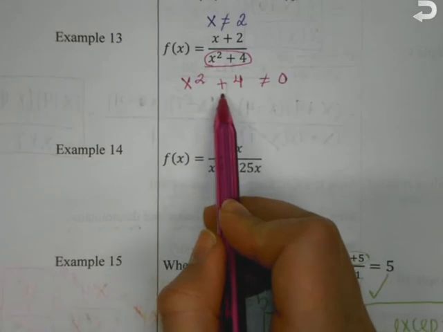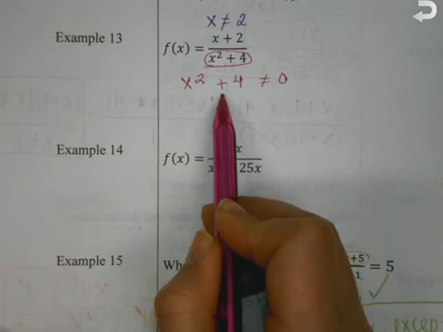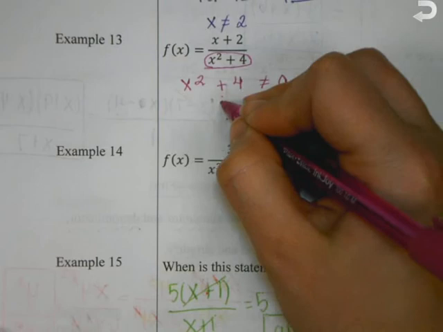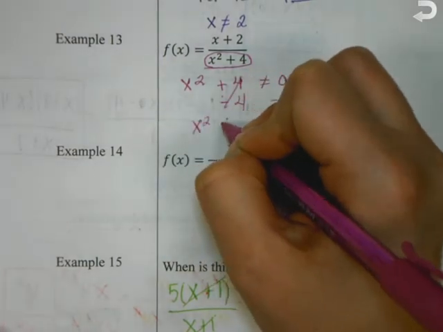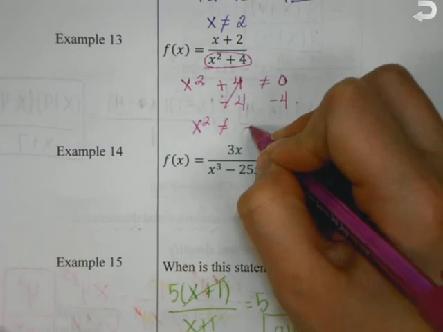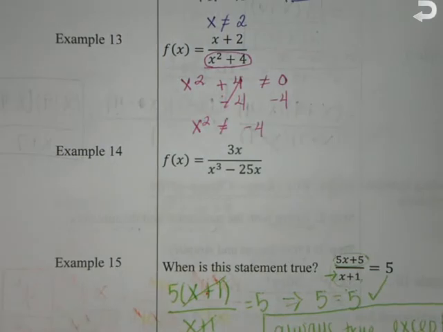What would I do next? I would take the square root. What do you guys notice? You can't have a negative under a square root. So is this even possible? No. So what would my domain be? All real numbers. We're not restricted. Okay? So this is not possible.